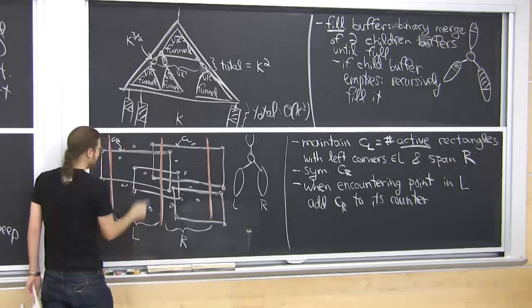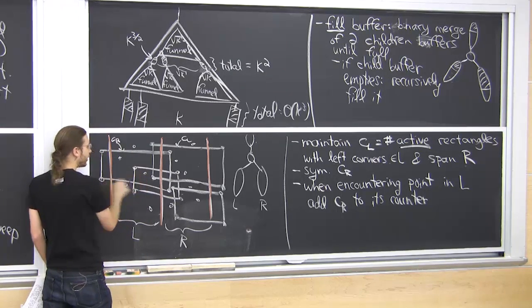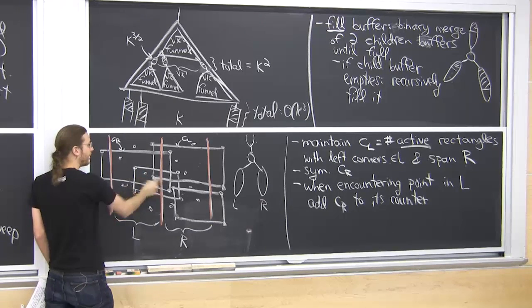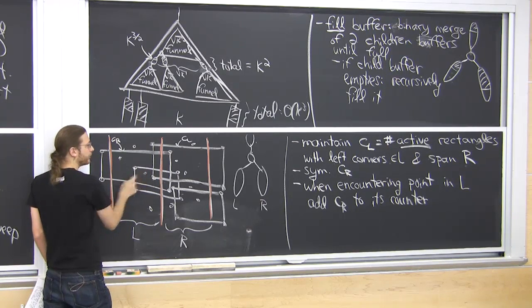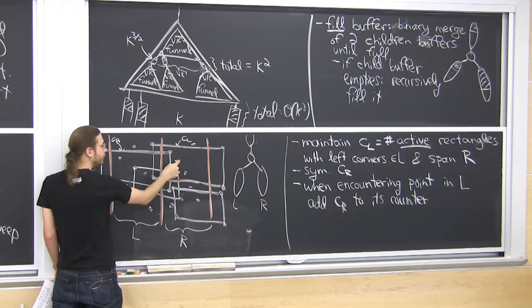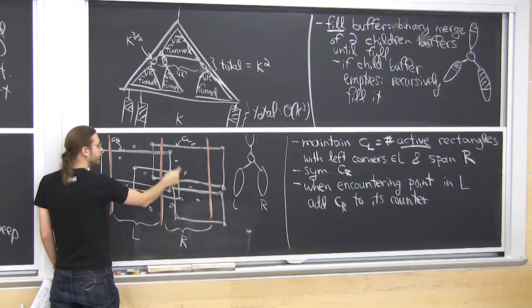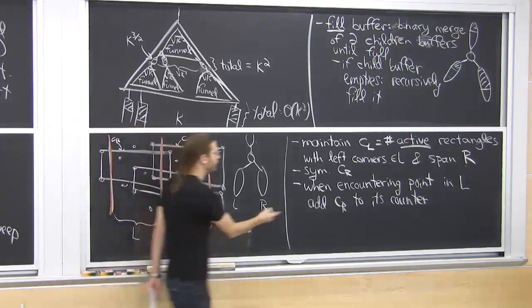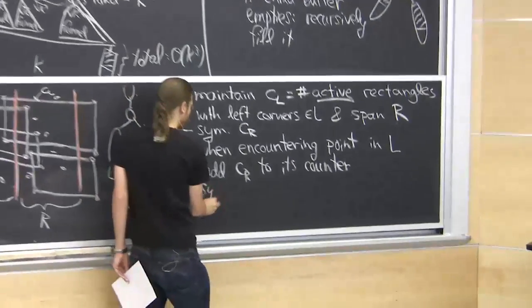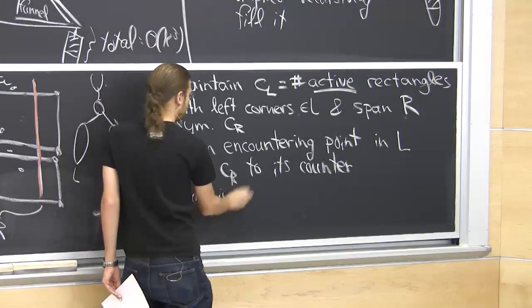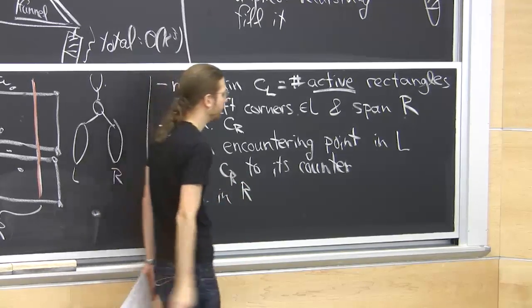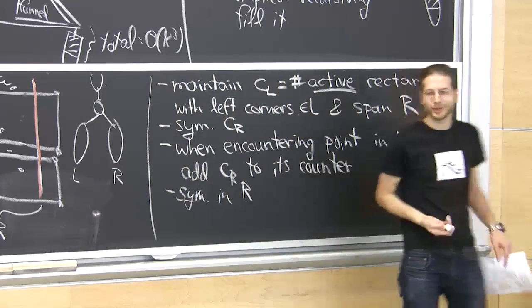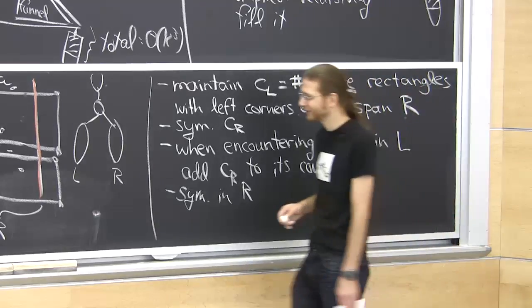And so, for example, when we see this point and CR is currently 1, then we know that this point appeared in some rectangle that spanned L. So we increment this point's counter. Similarly, when we see these points, CL is positive, so we increment these guys' counters by whatever CL is. So there's a symmetric version in R. We add CL. Probably should have called them the other names, but anyway, CL, CR, it doesn't matter.